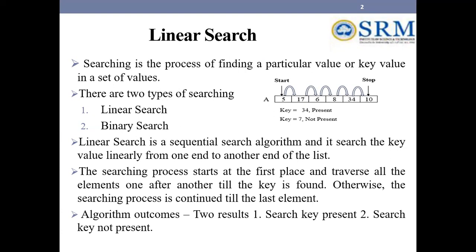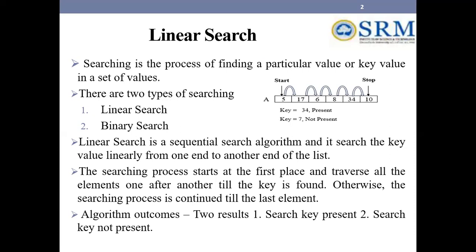There are two cases. Key is 34. First we compare the array value with the key value. If the search key K value is equal to the array value, the element is present. If it is not equal, go and compare with the next element. See the example, 34 and 5, not equal. Again, we compare with the next element, 17. 34 and 17 not equal. Again, 34 and 6 compared, not equal. Again, 34 is compared with 8, not equal. And compare with the next value, 34 is equal to 34.